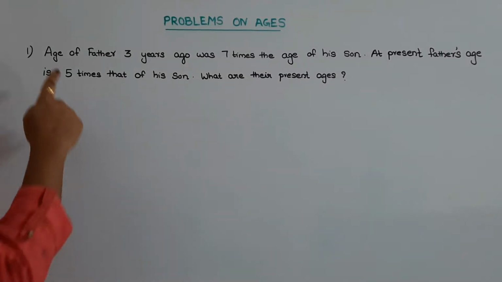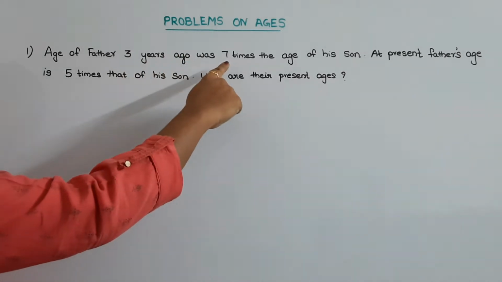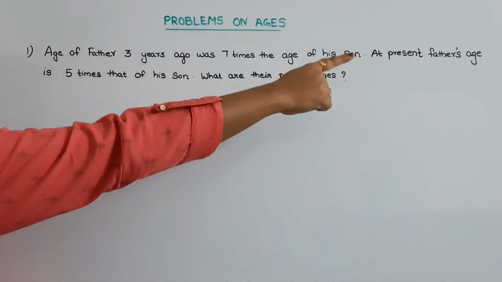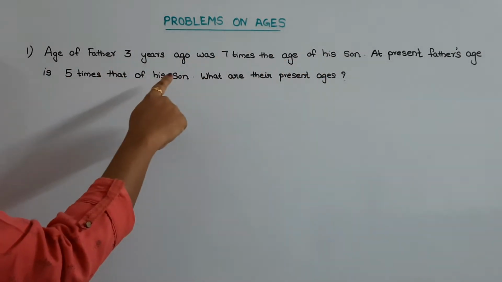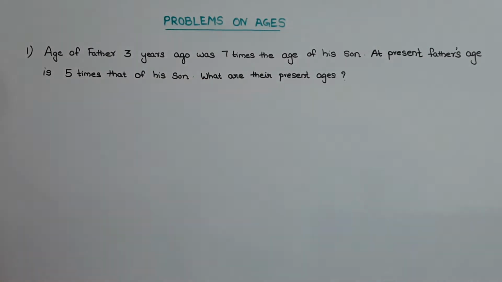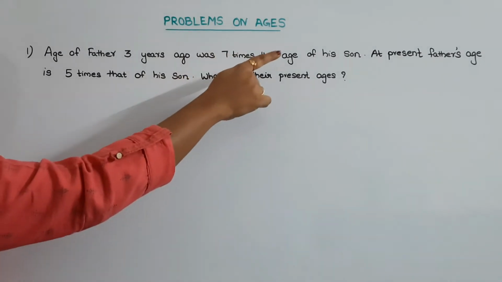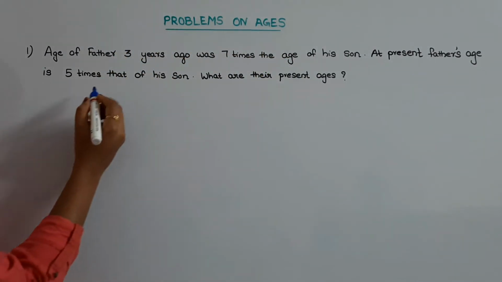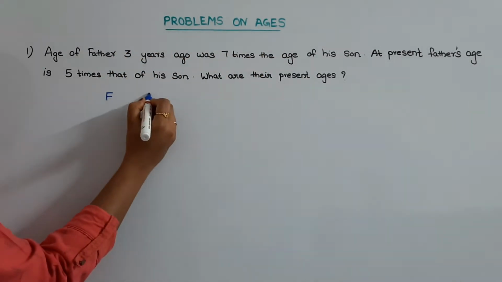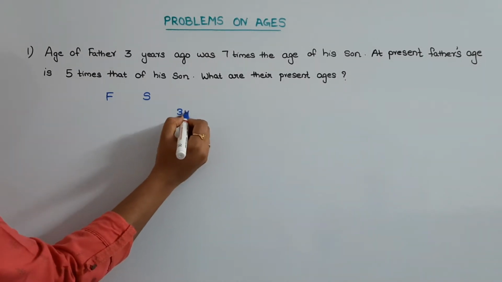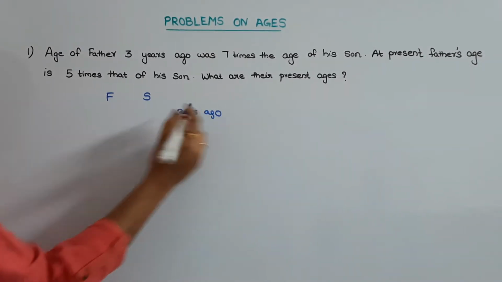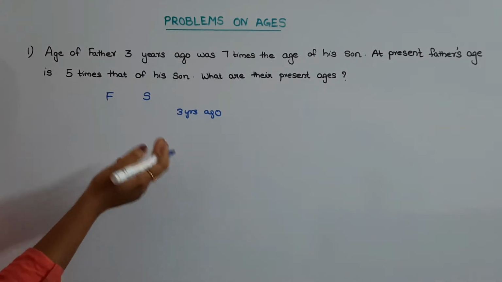The first question is, age of father 3 years ago was 7 times the age of his son. At present, father's age is 5 times that of his son. What are their present ages? So in this question, they are telling that father's age was 7 times that of his son 3 years ago. So let us write F for father and S for son, and they are telling that 3 years ago, father's age was 7 times that of his son.